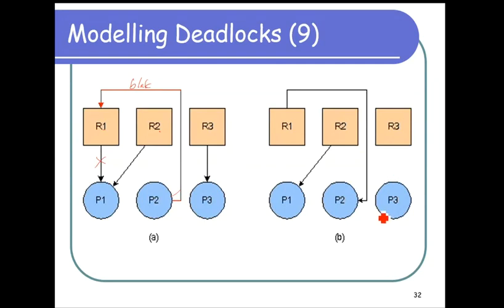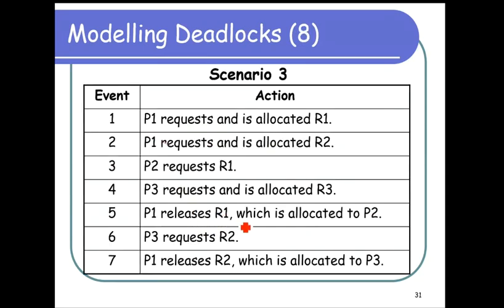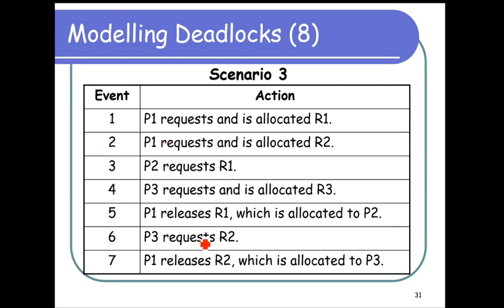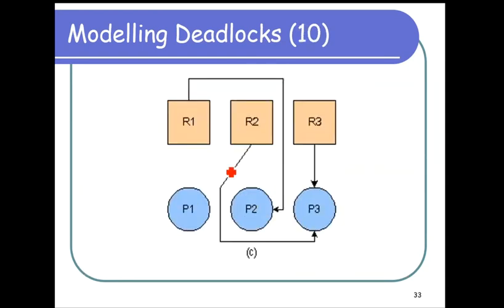It's supposed to be, okay, this is a red. P3 request R2. Okay, but it's blocked. It is blocked because R2 now is serving P1. Okay, P1, which is P3 request R2. So now this is a P3 request R2. Not sure why it doesn't have an arrow here. P1 release R2, which is allocated to P3.